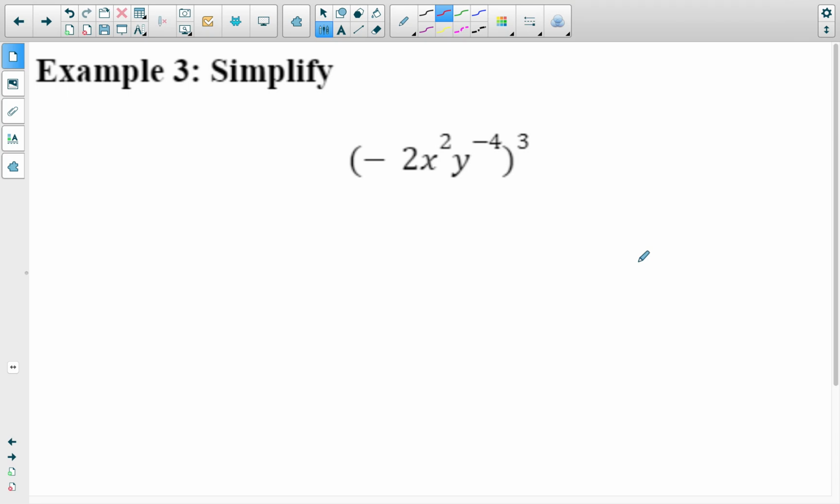Next example, let's see if we can combine some of these. So you have a choice, right? You can cube everything first and then deal with your negative exponent, or you can deal with your negative exponent first, then cube everything. Doesn't really matter which one, so I'm going to cube everything first. Negative 2 raised to the third power is negative 8. X squared cubed gives us x to the sixth. Y to the negative fourth cubed, multiply those, you get y to the negative 12th. And then clean it up.